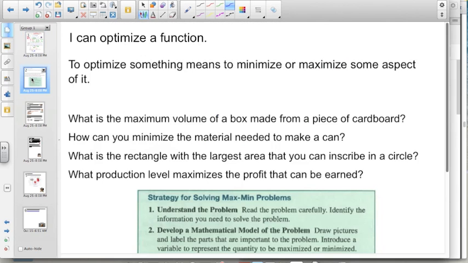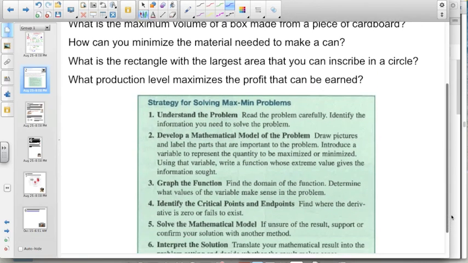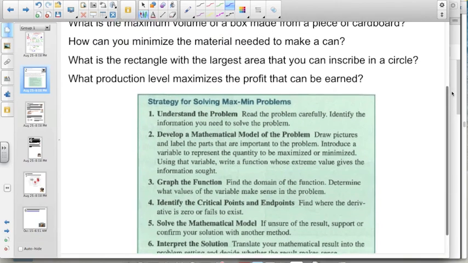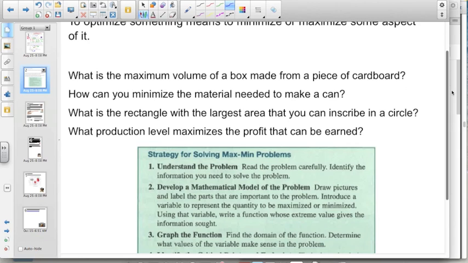So if we look at these practical applications, what is the maximum volume of a box made from a piece of cardboard? Why would that be important? So you can get as much into a box as you could using the same amount of cardboard. Yeah, so we can fill the box with as much as possible. Minimizing the material needed to make a can. Why is that important? It saves money.